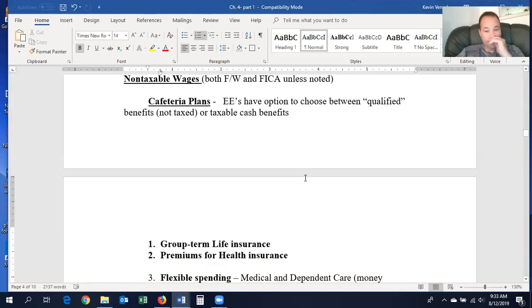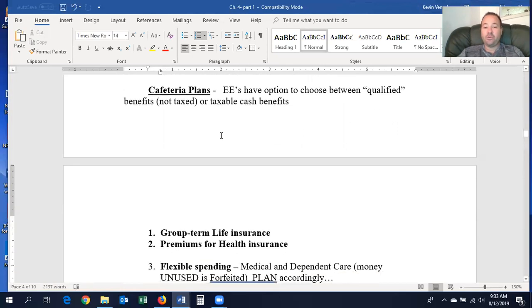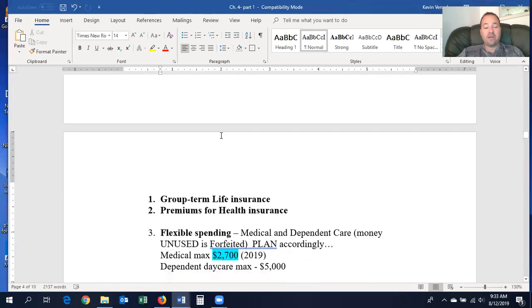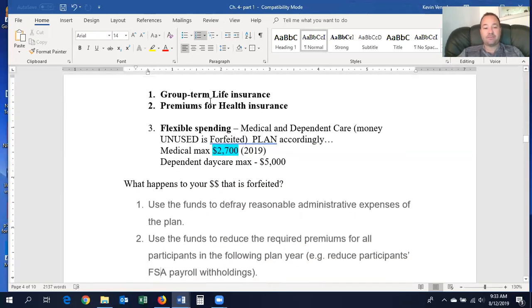All right, now we get to the cafeteria plans. So a lot of times an employer will give you an option. You can take cash or you can take these non-taxable fringe benefits. You should almost always take these non-taxable fringe benefits because if you do opt to receive cash, it is taxed, whereas the benefits here are not taxed.